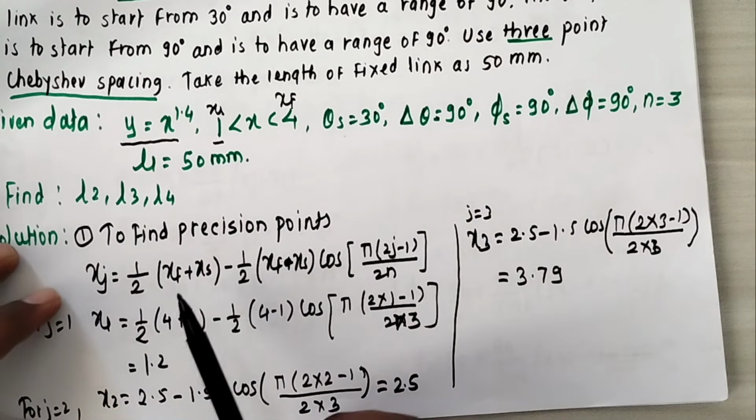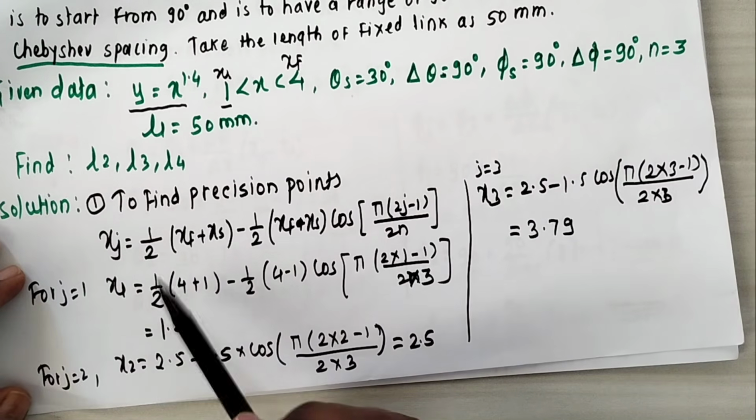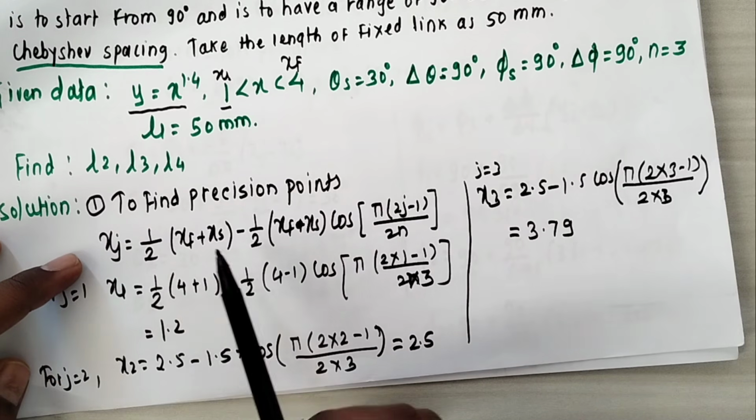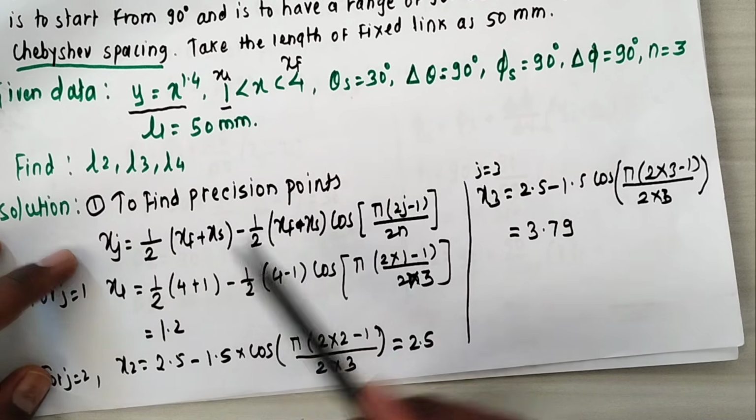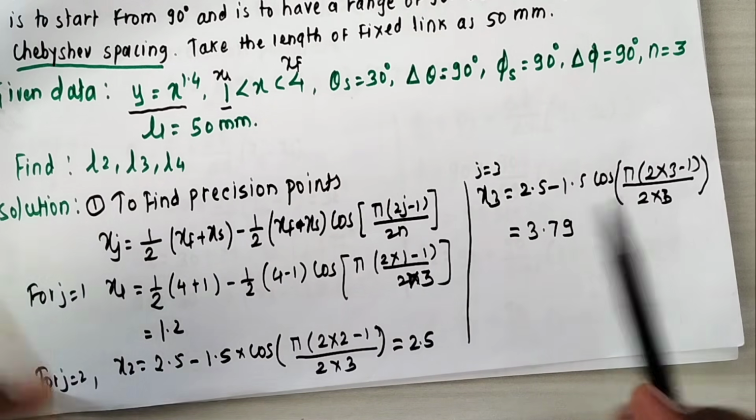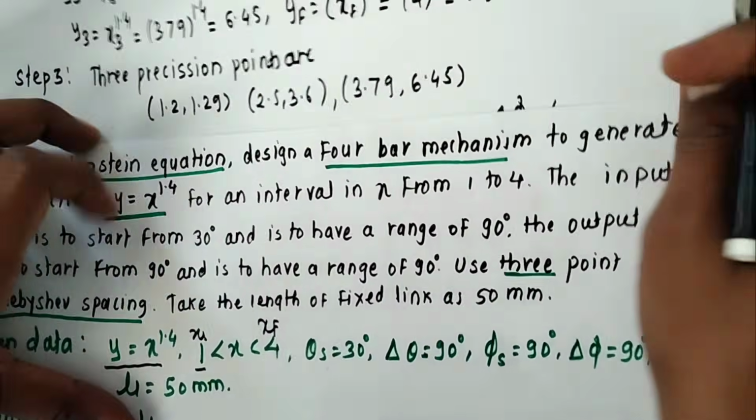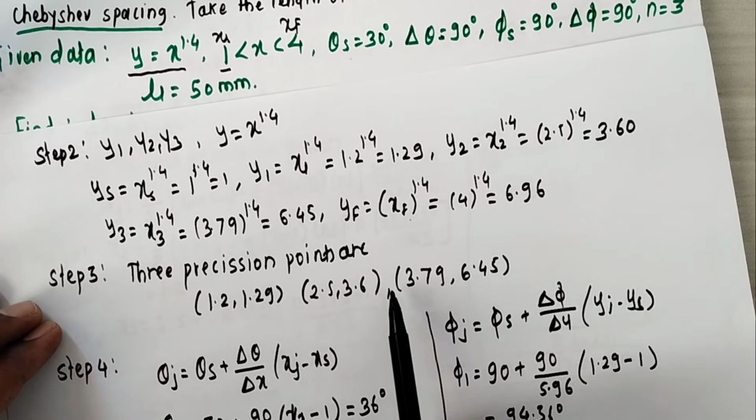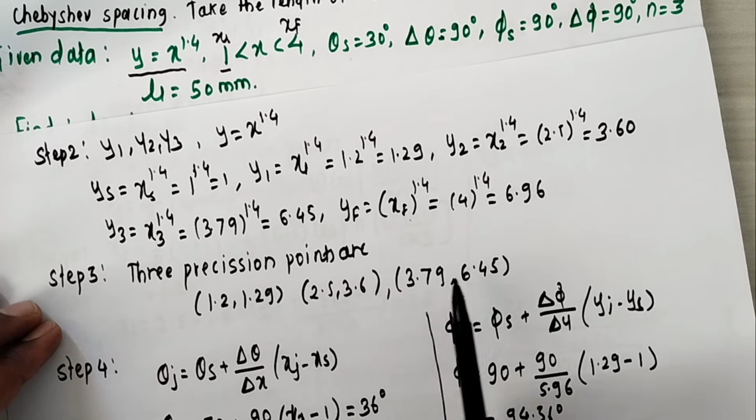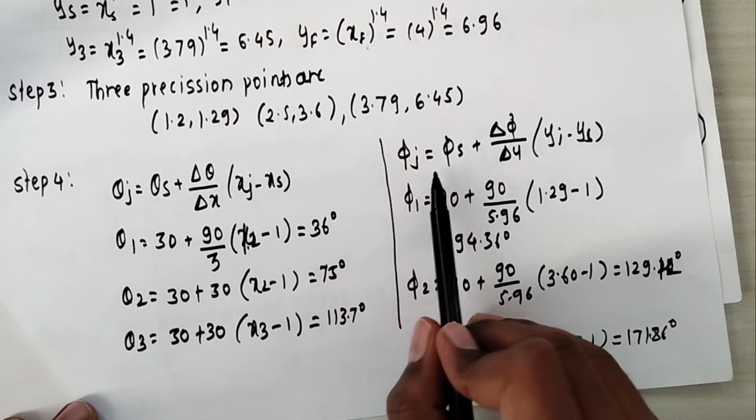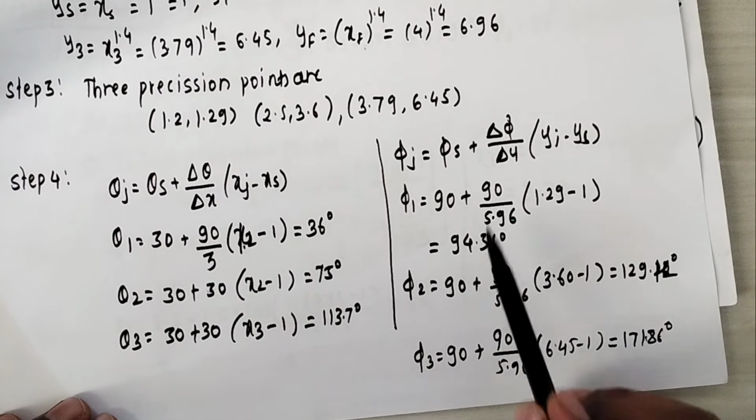So the first step, determine x1 to x3 by using the Chebyshev spacing formula as mentioned here. Hence I use this formula. Use radian mode as I instructed in the lecture. Use the x1, x2, x3 relations. So we get x1, x2, x3. After that, by using the function, we will obtain y1, y2, y3. Write down the 3 precision points x1, y1, x2, y2, x3, y3. After that, by using angle relationships, theta j and phi j, you obtain theta 1, theta 2, theta 3, phi 1, phi 2, phi 3.